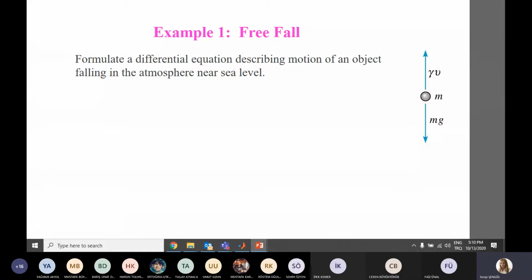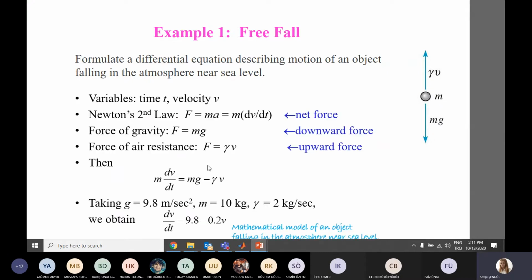Okay, let's model the free fall. We have an object that has the mass m, and it's falling near sea level, and we want to find the velocity of this object at any time when it is falling. So let's say this is our problem and we want to model that one. So we have a change. What is changing? The velocity is changing with time. Which means that our dependent variable will be v, and our independent variable will be time. So we have time as the independent variable, velocity v as the dependent variable, and velocity is going to be changing with time.